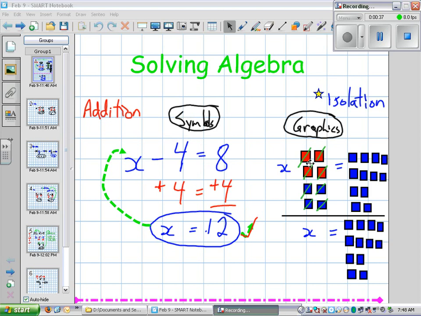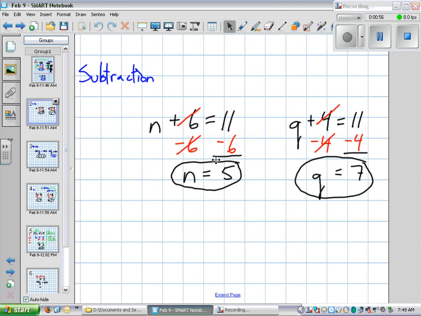If I'm to do it with graphics or algebra tiles, you'll see that I've got my negative 4 here, red squares, and I've got my positive 8 over here. I'm going to add positive 4, which will cause each one of these to neutralize, leaving the x by itself, and a total of 12 positives on this side. So x equals 12 with algebra tiles as well. Moving to the next frame.